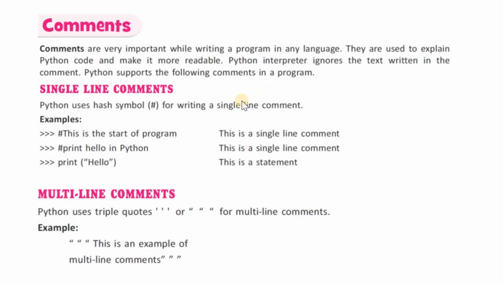Now, comments can be single line as well as multiple lines. Single line comments start with this hash symbol like this. So this is a comment. This is the start of a program. So again, print hello in Python. Anything starting with a hash is a comment. Next, multiple comments. For that we have to use triple quotes at the start and at the end.